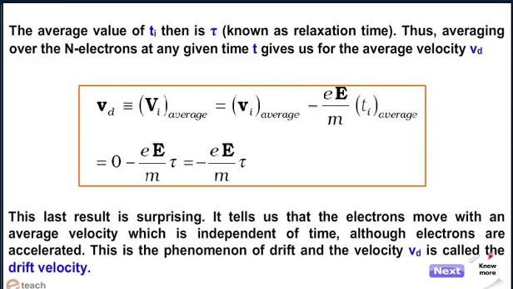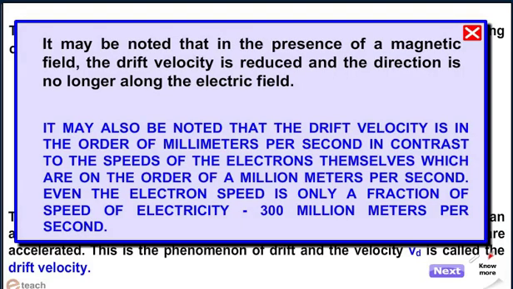It tells us that the electrons move with an average velocity, which is independent of time, although electrons are accelerated. This velocity is called drift velocity. It may be noted that in the presence of a magnetic field, the drift velocity is reduced and the direction is no longer along the electric field.